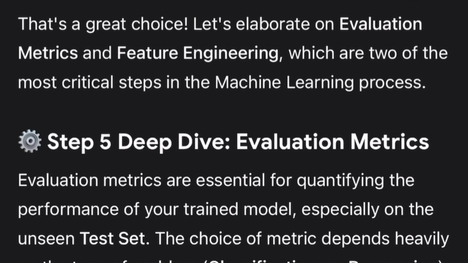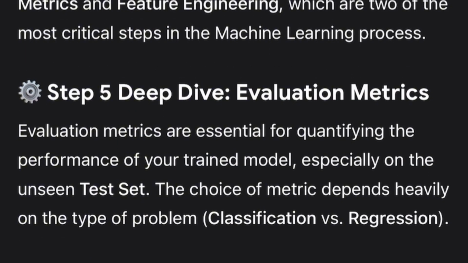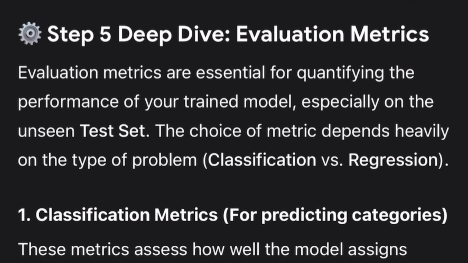Elaborate on evaluation metrics and feature engineering, which are two of the most critical steps in the machine learning process. Step 5. Deep dive, evaluation metrics. Evaluation metrics are essential for quantifying the performance of your trained model, especially on the unseen test set. The choice of metric depends heavily on the type of problem, classification versus regression.